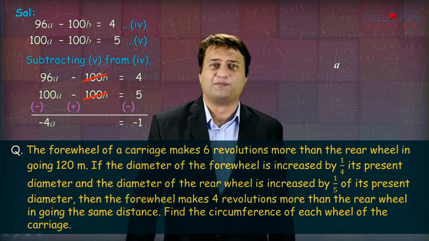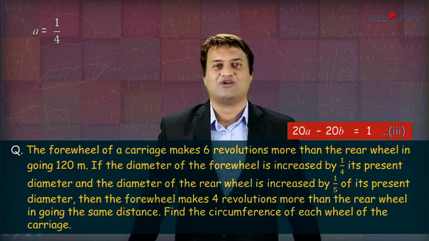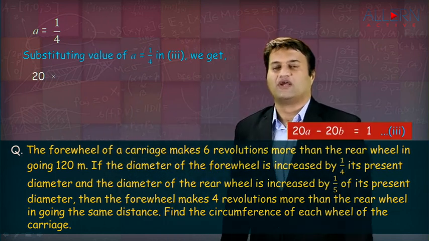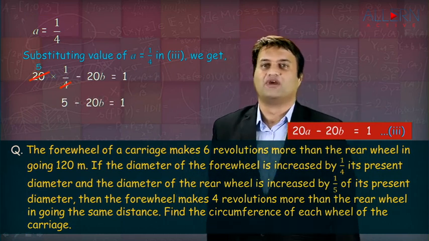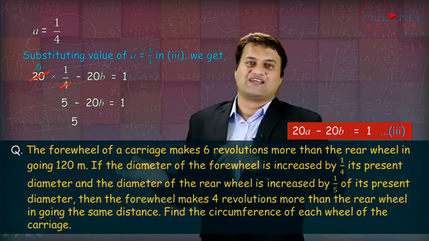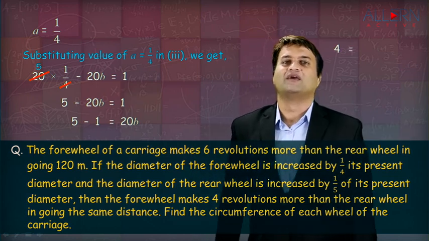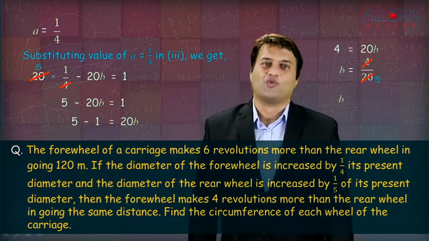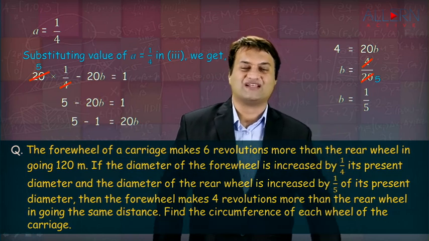Minus minus becomes plus. You get a is equal to 1 upon 4. The moment you get the value of a, substitute a is equal to 1 upon 4 in the third equation. We get 20 into 1 upon 4 minus 20b is equal to 1. We get 5 minus 20b is equal to 1. Variables on one side, constants on the other side. We get 5 minus 1 is equal to 20b. We get 4 is equal to 20b. We get b is equal to 1 upon 5. We got a as 1 upon 4. We got b as 1 upon 5.